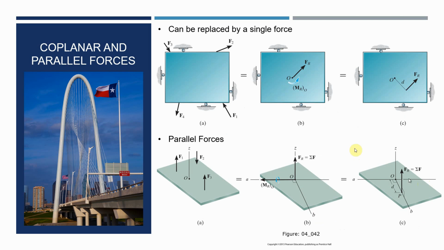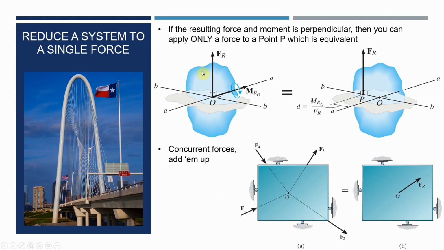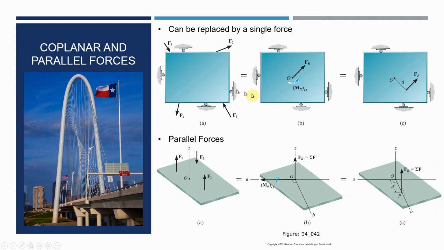So now we have this. Let's see. So now here we can calculate this as a single force about point O, or a single force acting at D from point O. Of course, point O is an arbitrary choice. You can choose it wherever you want.